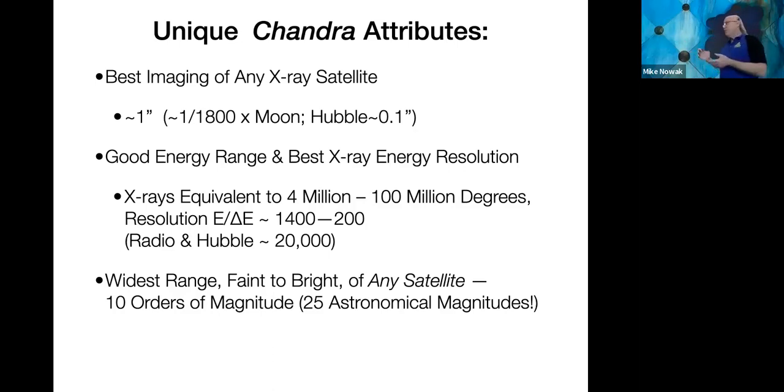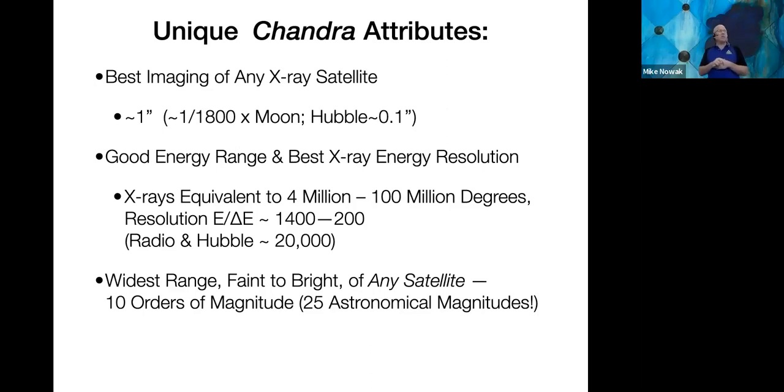We have decent energy range, ranging from about 400 electron volts to 10 kilo electron volts, or equivalently 4 million degrees to 100 million degrees. And when we use this one detector on this, the energy resolution we get is between 1400 and 200. The idea is energy divided by that width, we can measure this energy to about 1,000 or so. That is great for X-rays. It's not as good as we can do in radio or in optical. Radio telescopes or the Hubble Space Telescope can do about 20,000 or so.